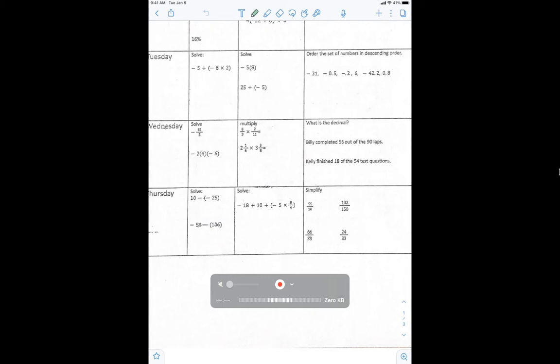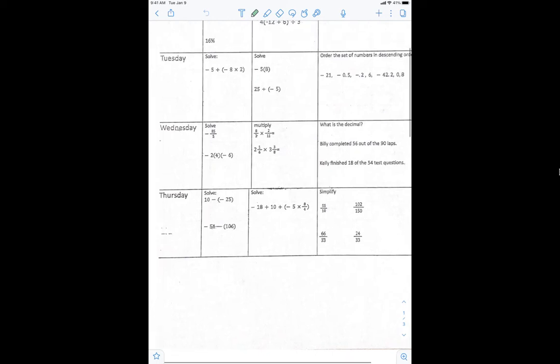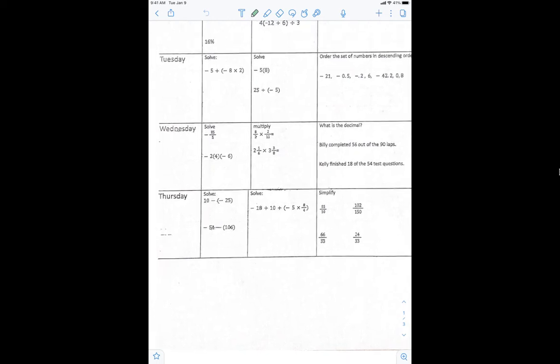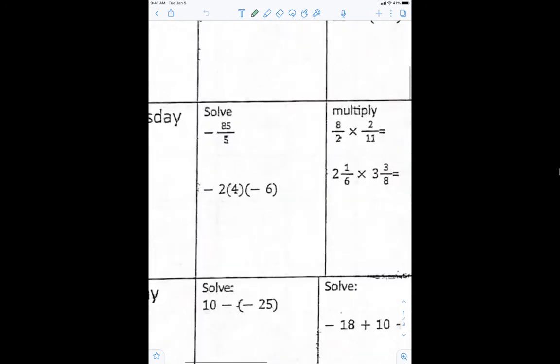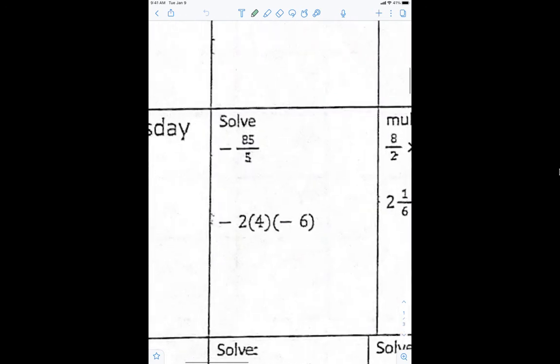Hey guys, so let's go over the warm up for today. Today's Wednesday. Hopefully, you had a chance to work on it and felt pretty confident in some of your answers. So, let's go over the first one. The first one just says solve.